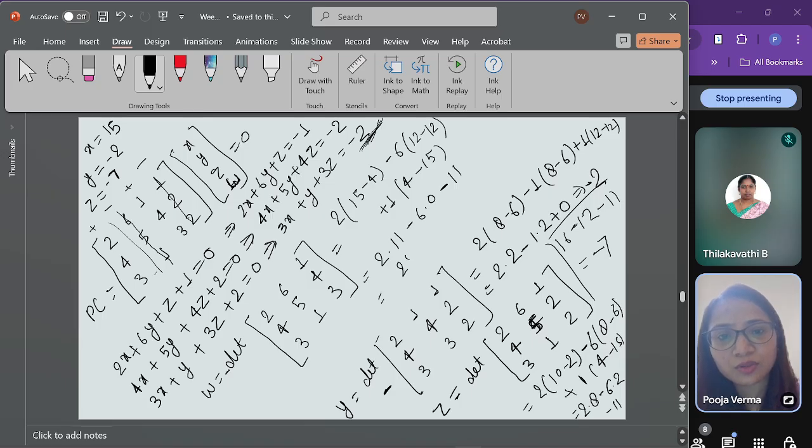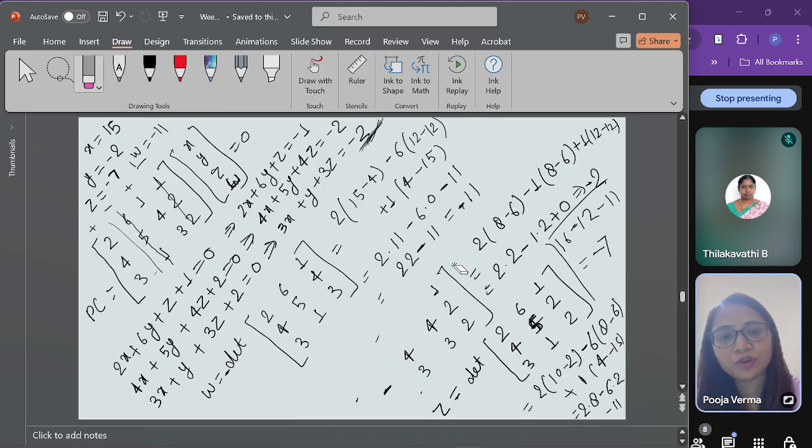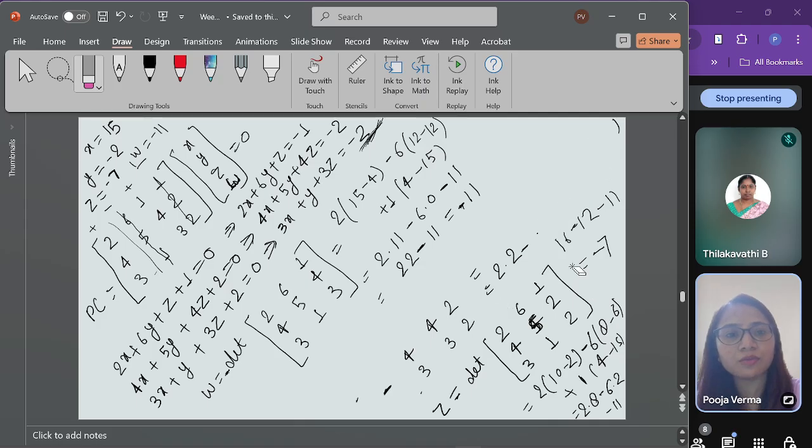So here you are getting 22 minus 11. So in the final you will get 11. So after the whole matrix it is a minus sign, so here you will get minus 11. So W is equal to minus 11, right? So what values have you got for X, Y, Z, W for the camera center?